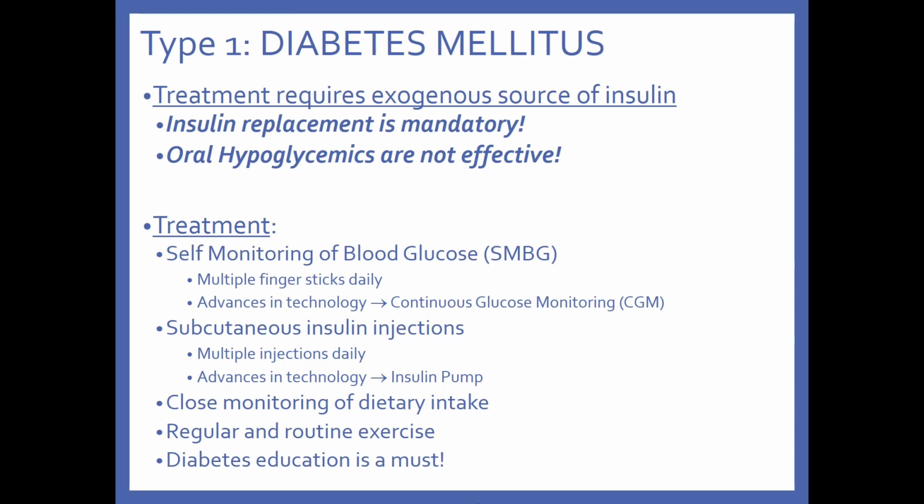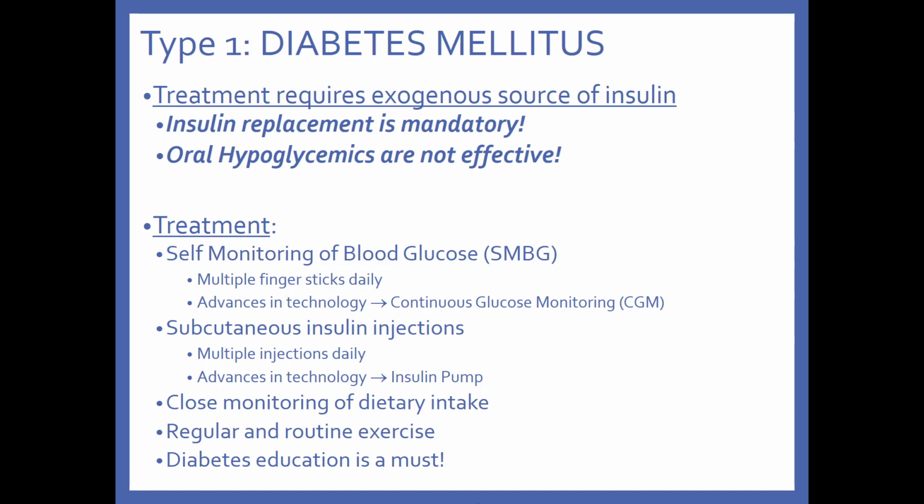So how do we treat type 1 diabetes? It has to be treated with insulin replacement. It is mandatory. It's not optional, has to be used. Oral hypoglycemic medications are not effective with this disease. They need an exogenous source of insulin because they're not producing it internally on their own. So, different ways that can be managed.